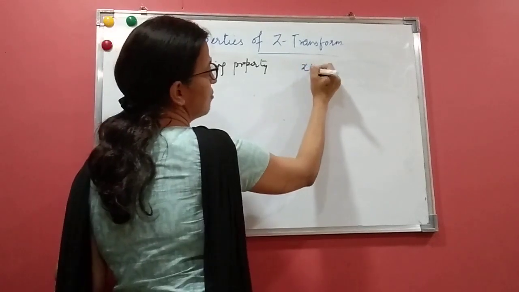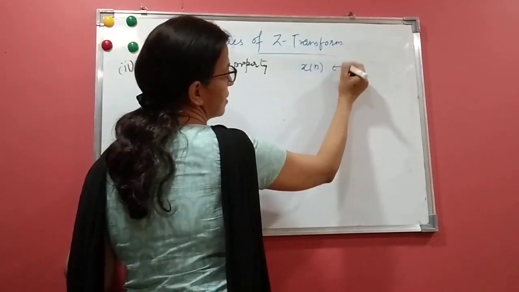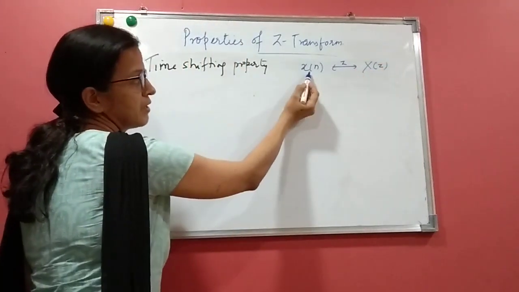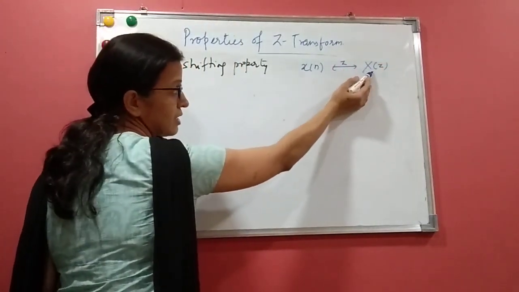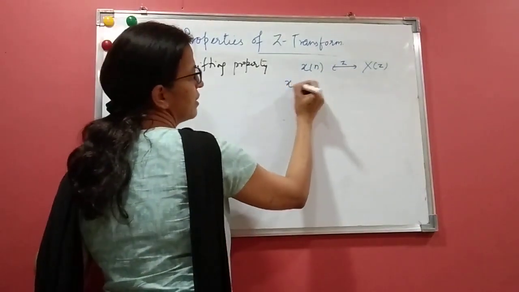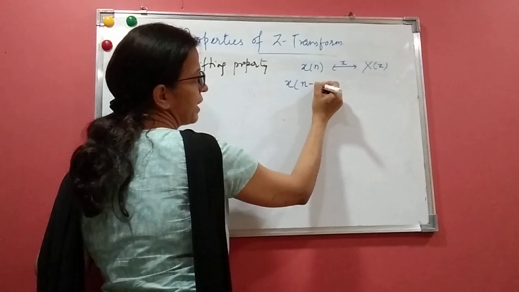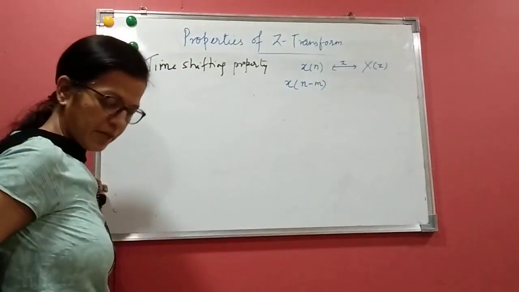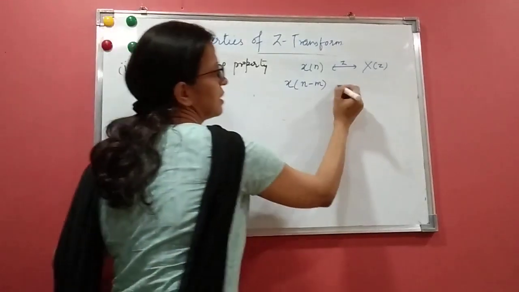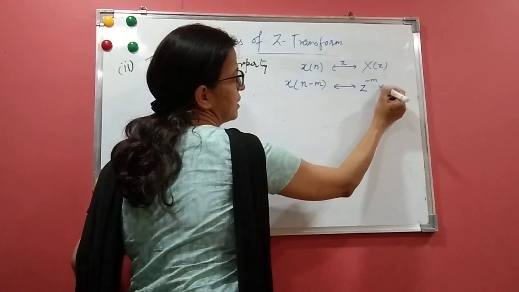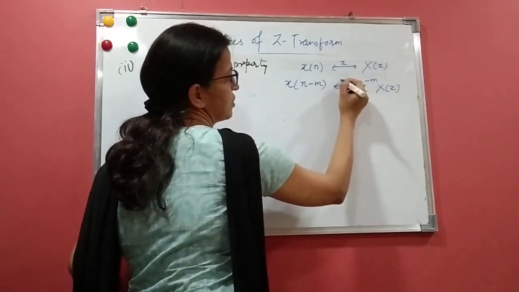This states that if x of n has the Z transform x of z, this double arrow means the Z transform of x of n is x of z, and the inverse Z transform of x of z is x of n. Then if the signal is shifted in time domain by m units, the Z transform is multiplied by z raised to minus m.